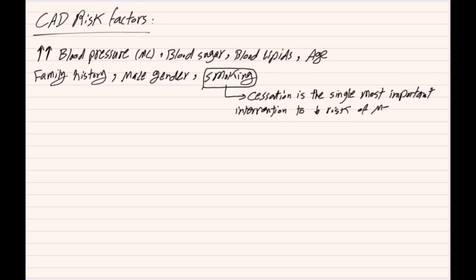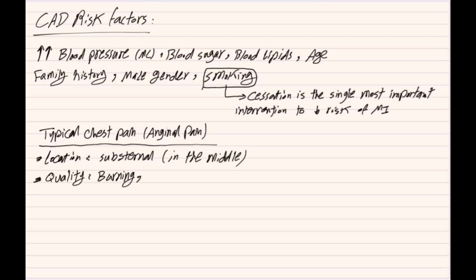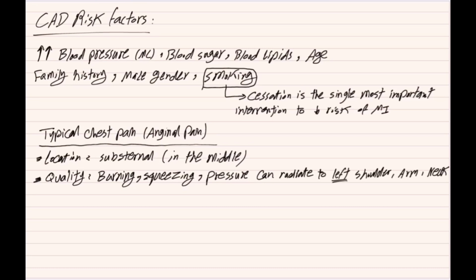Now let's talk about the typical chest pain or typical anginal pain. The location of the pain would be substernal, meaning in the middle of the chest, not on the left side as you would assume. It's in the middle. The quality of the pain is it's burning, squeezing, or pressure. This pain can radiate to the left arm, shoulder, neck, or jaw.